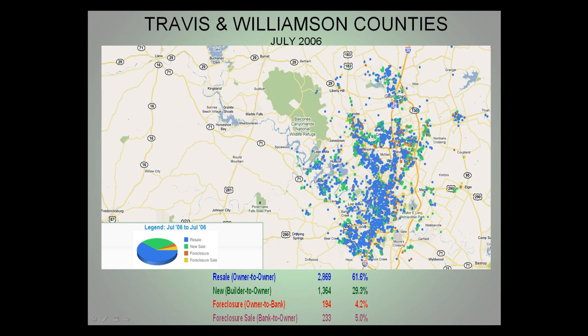The green dots are builder to owner, new subdivision sales, if you will. On the map, the burnt orange is foreclosure sales. That's owner back to lender. And on the map, the yellow dots are foreclosure sales. That's lender sales to new third-party owners. Now on the bottom, in the little table, the resales are blue, new home sales are green, foreclosure, that's owner back to lender, is shown in red there with the 194, and foreclosure sales are in the purple or burgundy with the 233 sales.